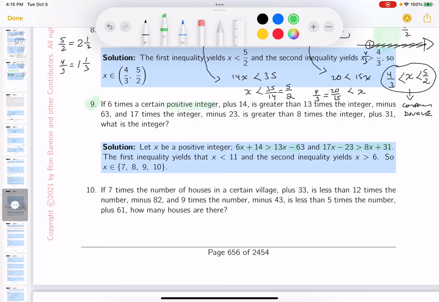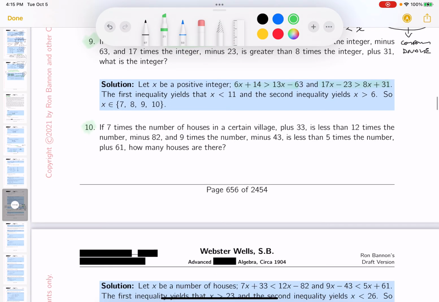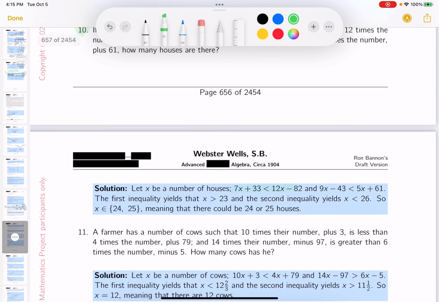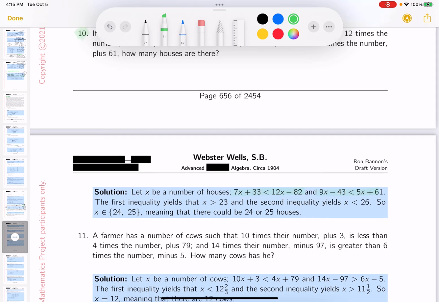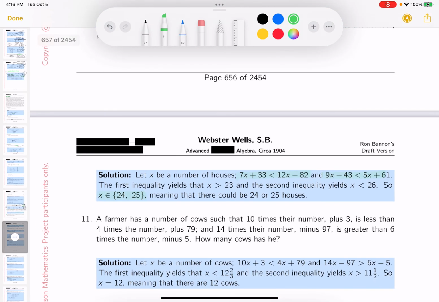And again, you're going to solve an inequality, just like we did in problem number 8. Number 10, very similar. You're going to get equations down over here. Make sure you understand that. They do say, again, that these are houses in a certain village. If there's houses, it's got to be a positive integer, and you work through that as well. And the answers are listed for you over here.